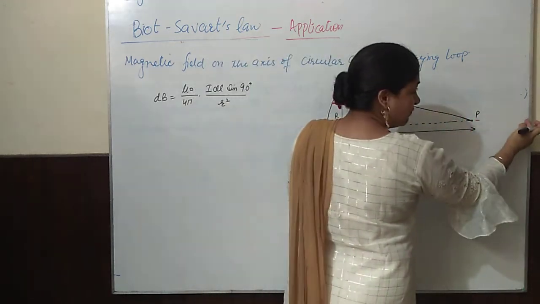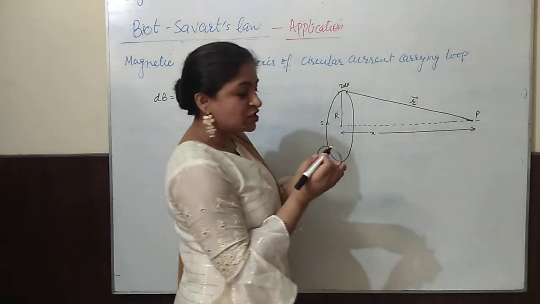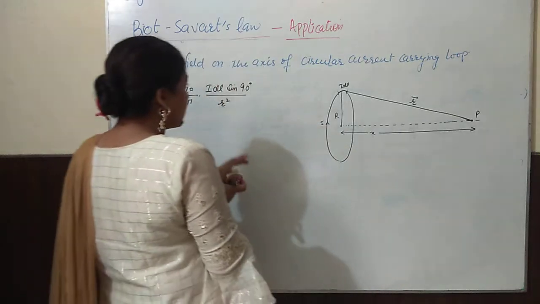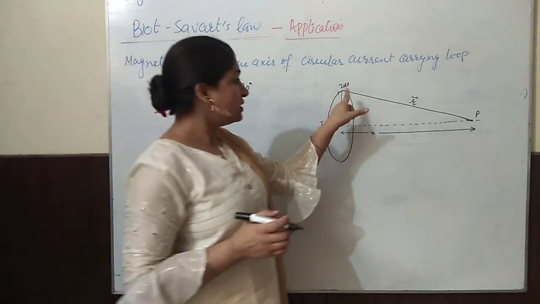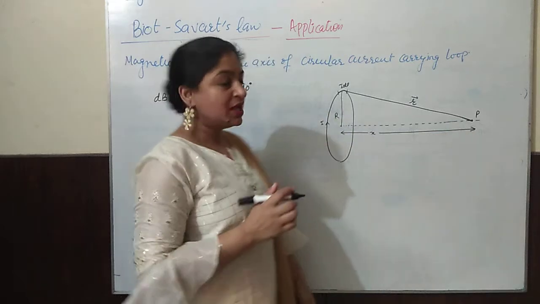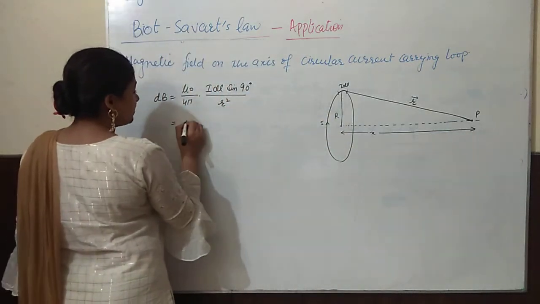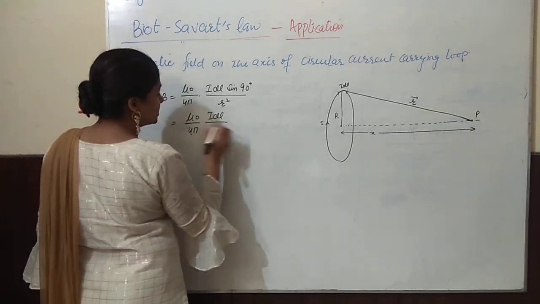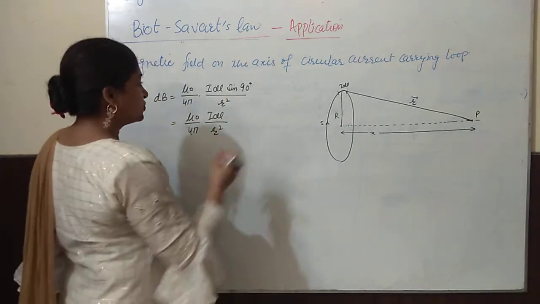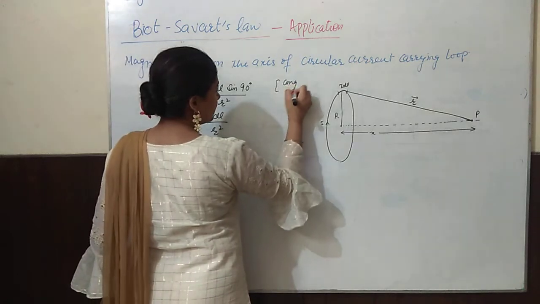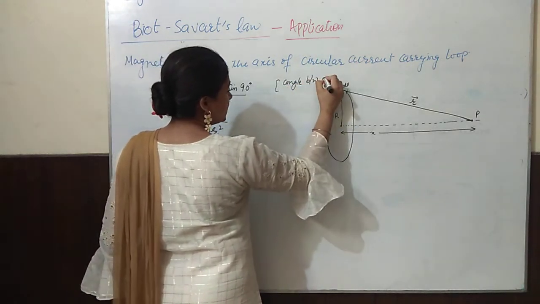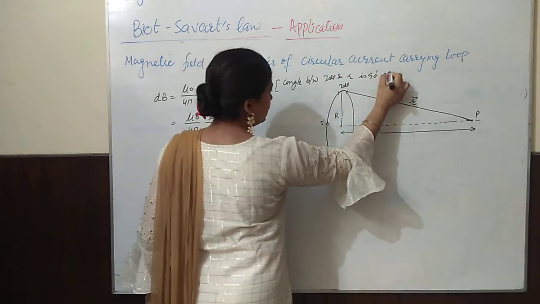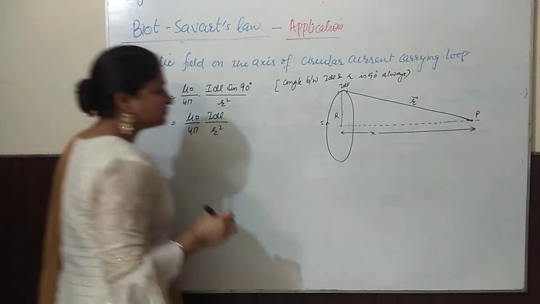Whether point P is lying very far away or very close, this angle will always be 90 degrees. That is why I have taken the angle as 90 degrees. So dB can be written as mu naught over 4 pi, IDL over r squared. Let me write this as equation 1. The angle between IDL and the position vector is always 90 degrees in this particular case we have drawn.